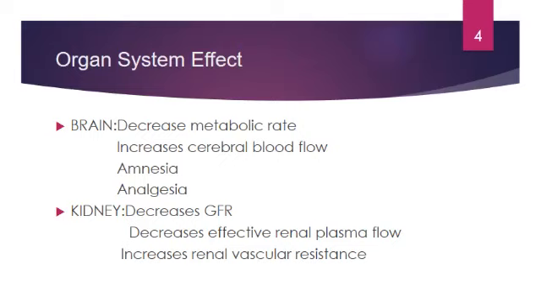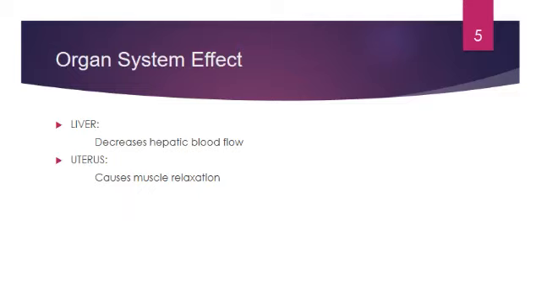On the kidney, they decrease the GFR and effective renal plasma flow and increase renal vascular resistance. On the liver, they cause a decrease in hepatic blood flow, and they can cause transient changes in liver function tests, but permanent changes or fatal hepatitis are rarely reported. On uterine smooth muscles, general anesthetics cause smooth muscle relaxation, and we take advantage of this in cases where intrauterine fetal manipulation is required or manual extraction of retained placenta is needed.